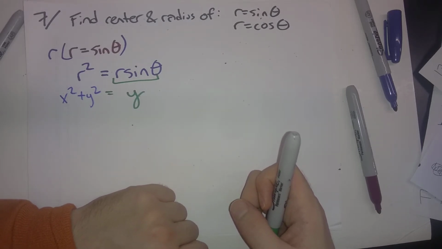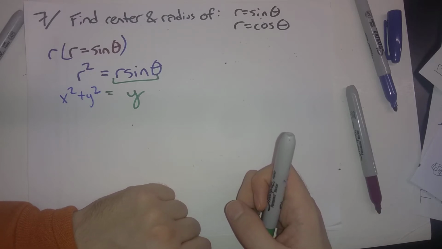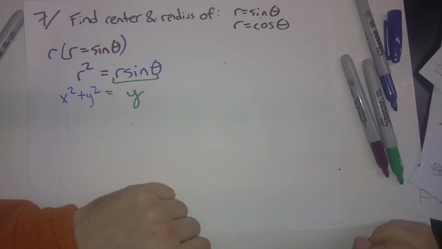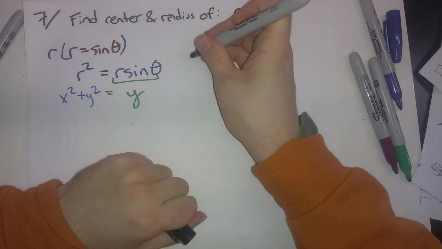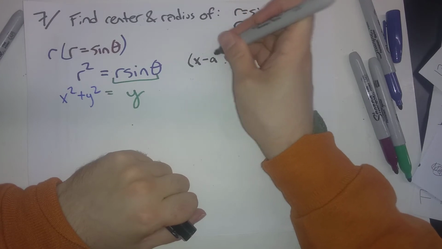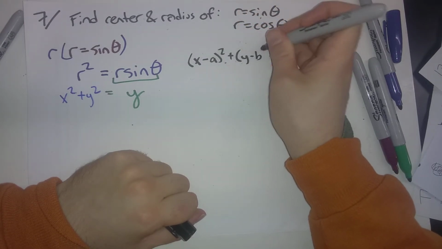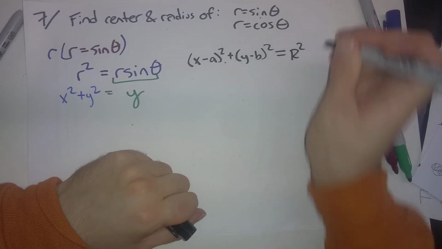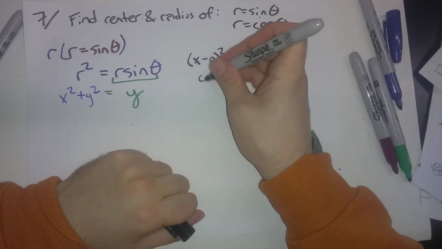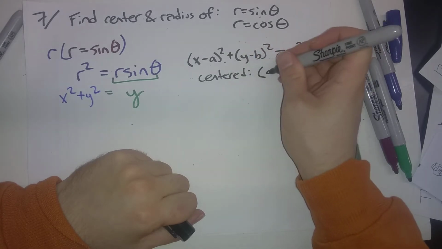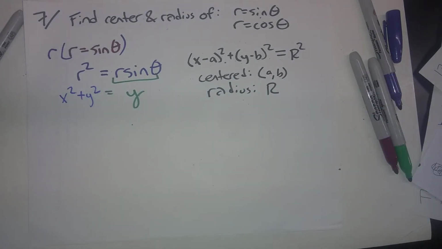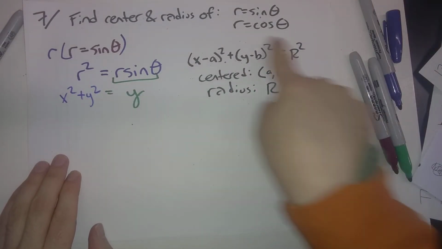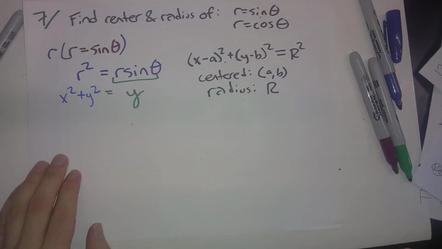So we've got x squared plus y squared is equal to y. This is an equation of a circle. In order to find the radius and the center, we have to put it in the standard form for circles. We're looking for x minus a squared plus y minus b squared is equal to r squared. So this is centered at the point (a, b), and the radius is r. Our goal is to manipulate this to look like this, and then we'll be able to read off the center and the radius from it.